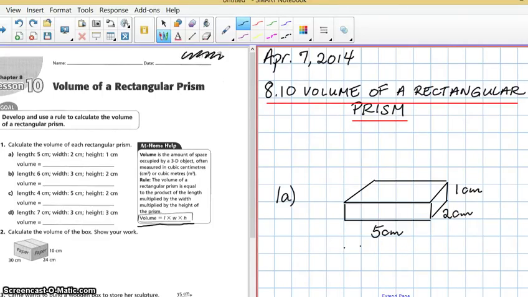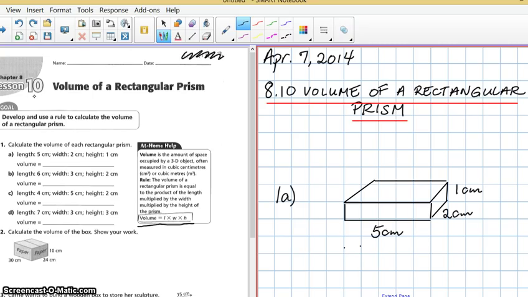This is lesson 8.10, volume of a rectangular prism. Before watching the recording, make sure that you have watched the Math 6 Spy Guys video on volume and displacement, as it gives a good introduction and overview to this topic. Also, make sure that you have the 8.10 worksheet in front of you, as well as a graph sheet of paper, a pencil, eraser, and a ruler.